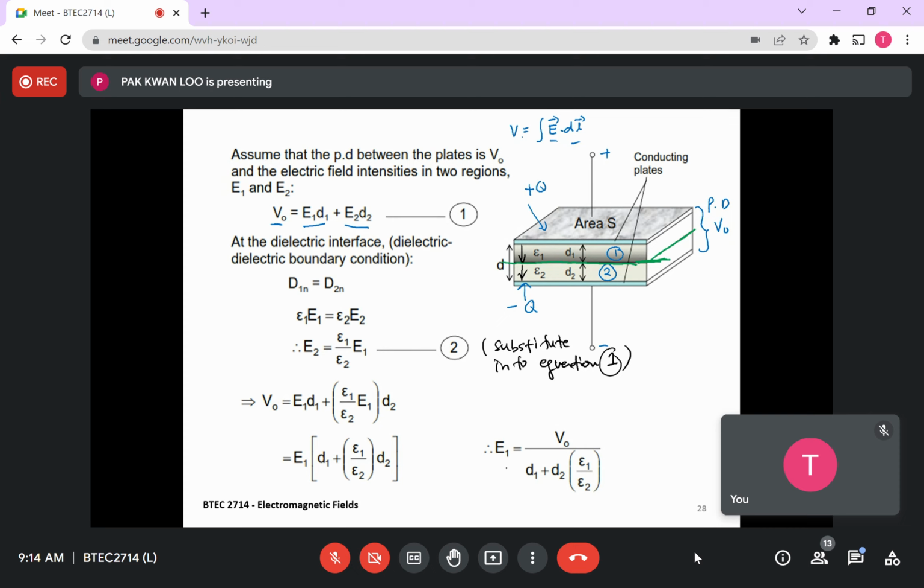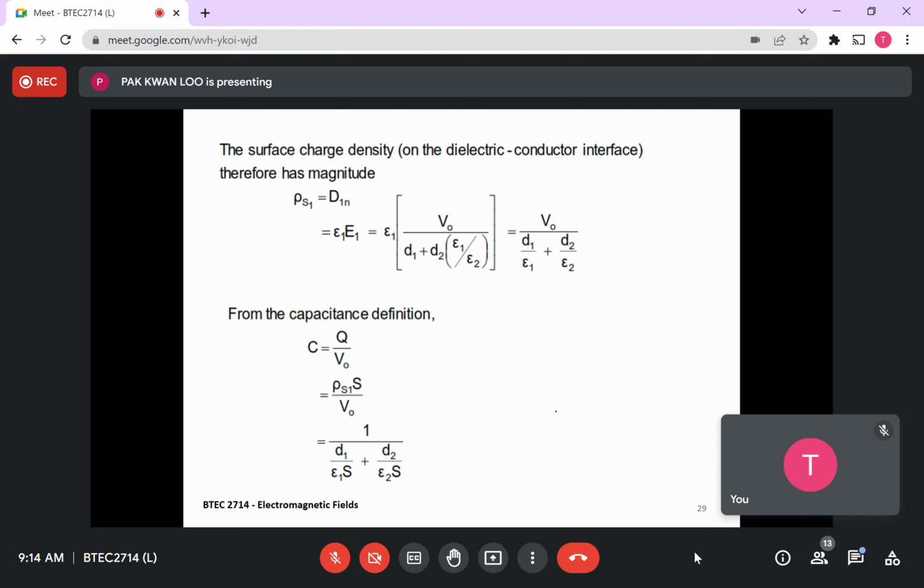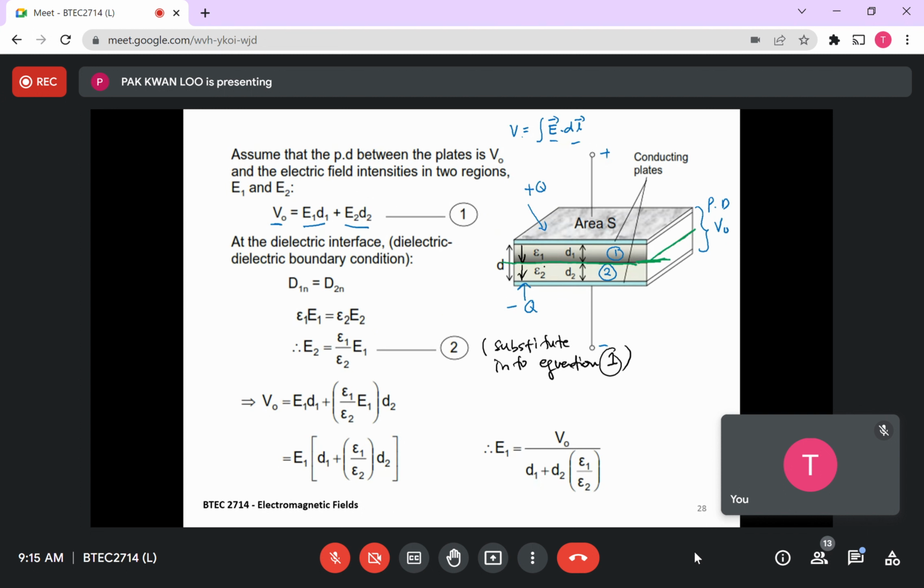Now E1 is related to the potential V naught, and we know the surface charge density at the dielectric-conductor interface. So where is this dielectric-conductor interface? It is here, this part here.